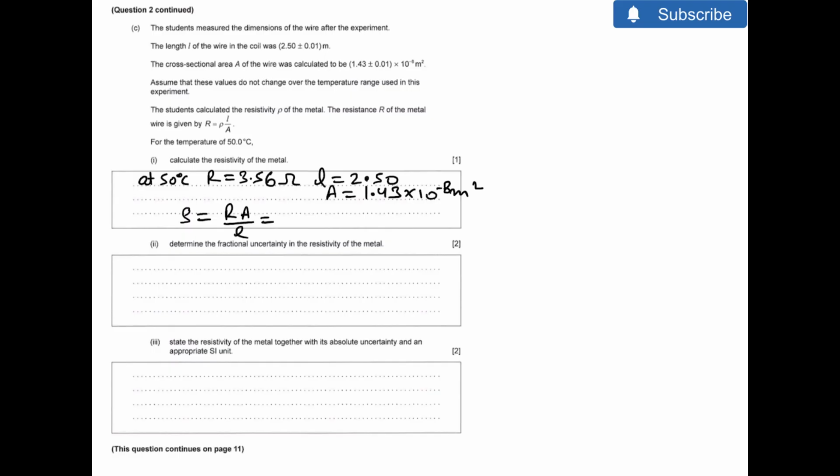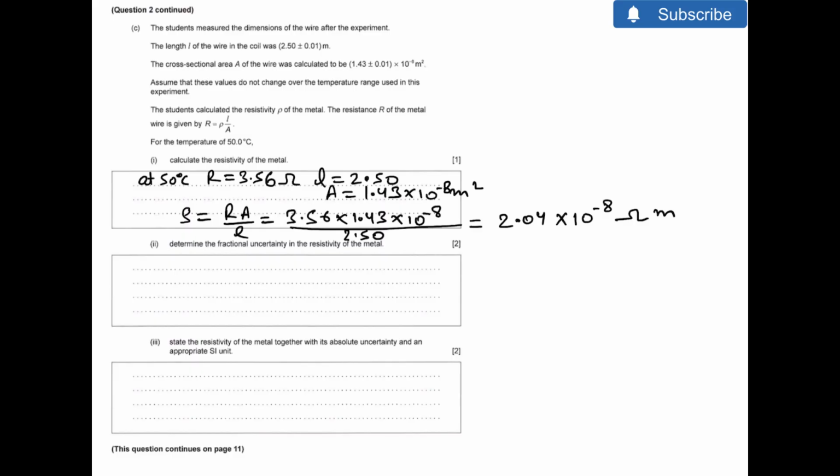So ρ = RA/L. You can see that if we substitute the values, R is 3.56, A is 1.43 × 10^-8, and the length L is equal to 2.50. So the value of resistivity will be approximately 2.04 × 10^-8 ohm meter.